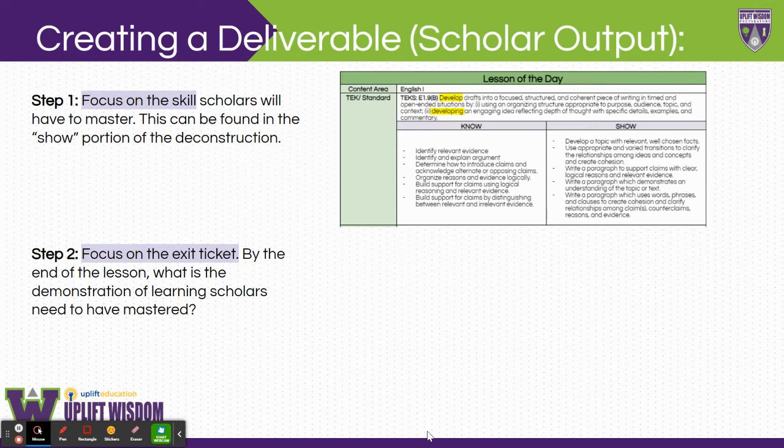So all of your activities, if I want them to be able to graph a plot, first I need to know how to read a graph. What is the x-axis? What is the y-axis? So activities that lead them to being able to graph a plot.